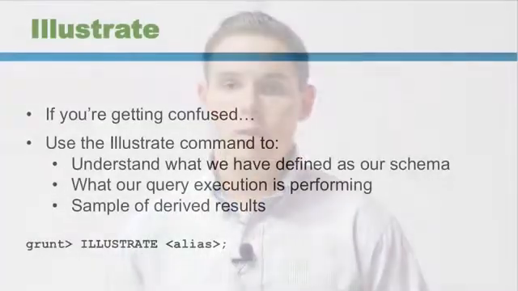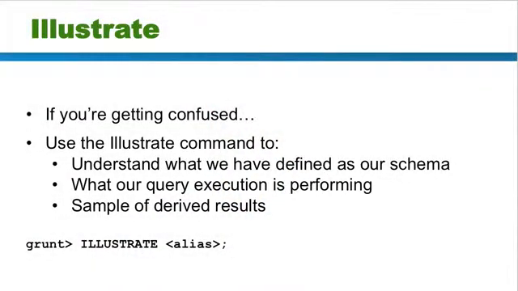Just as a stop point here, if you're getting confused, you can use the illustrate command to understand what we've defined as our schema within our bags, tuples, or aliases. And you can see a sample of derived results. All you need to type is illustrate and give it the alias.